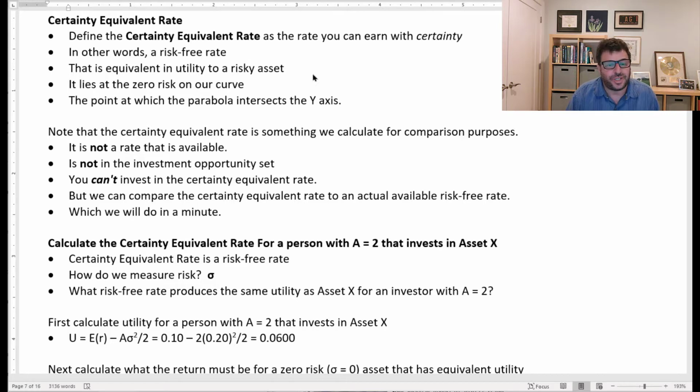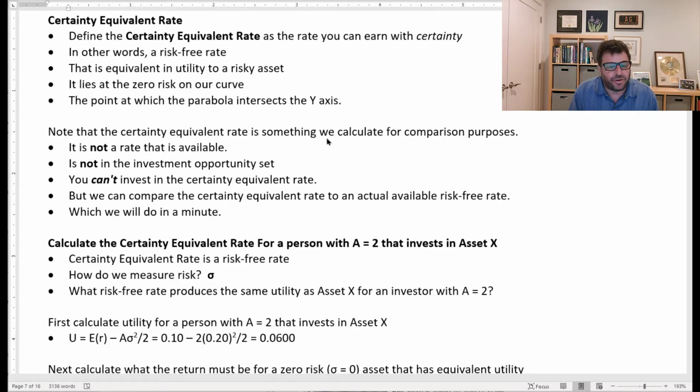So note that the certainty equivalent rate is something we calculate for comparison purposes. It's not a rate that is available. It's not in the investment opportunity set. You can't invest in a certainty equivalent rate, but we can compare the certainty equivalent rate to an actual available risk-free rate, which we'll do in a minute.